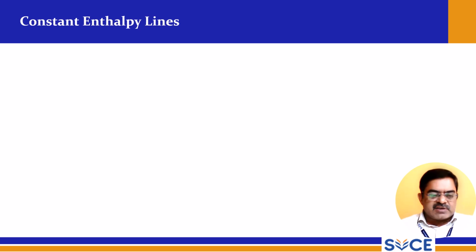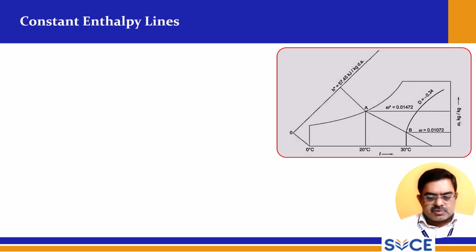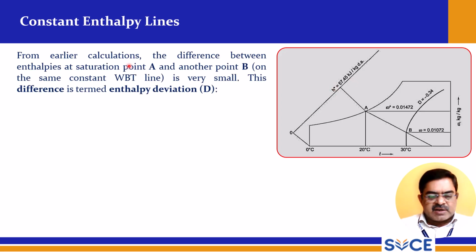Next line is constant enthalpy lines. So this is the constant enthalpy line, and now with the available data, by extending the points to this line at 90 degrees, we will get constant enthalpy values. And from earlier calculations, the difference between enthalpies at saturation point A and point B on the same constant wet bulb line is very small. So this difference is termed as enthalpy deviation D. So this is the D and this is minus 0.34.